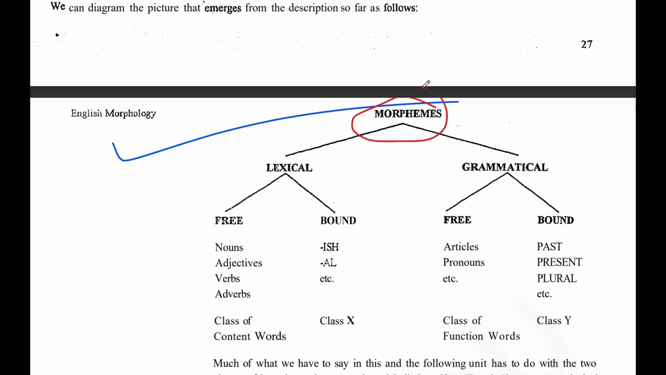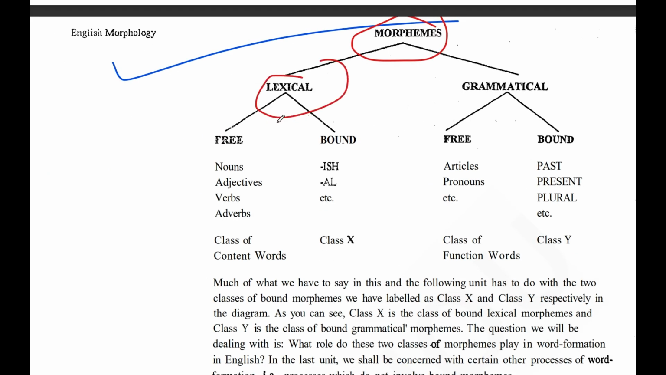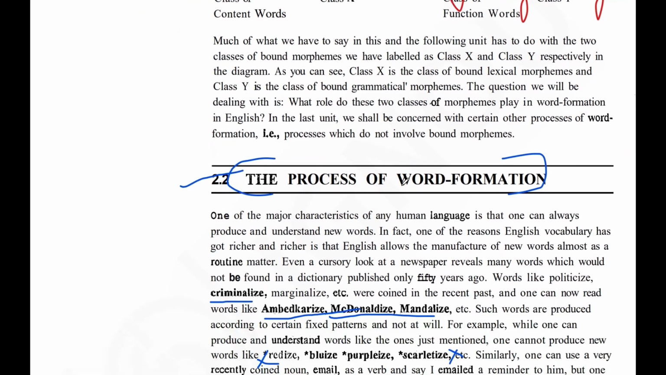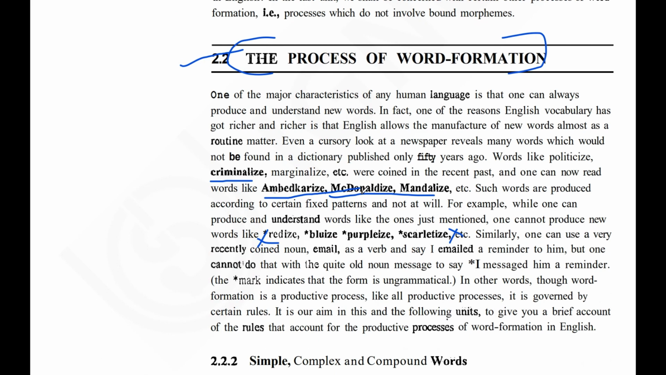Let's come down to morphemes again. So there are lexical morphemes, one is free and another one is bound, which we remember with boy and boyish. And there are grammatical morphemes, which are also free and bound. Again, the same thing, like go, and then the other one could be went, right? So we saw these by example, or it could be boy or boys, right? This is possible. Okay.